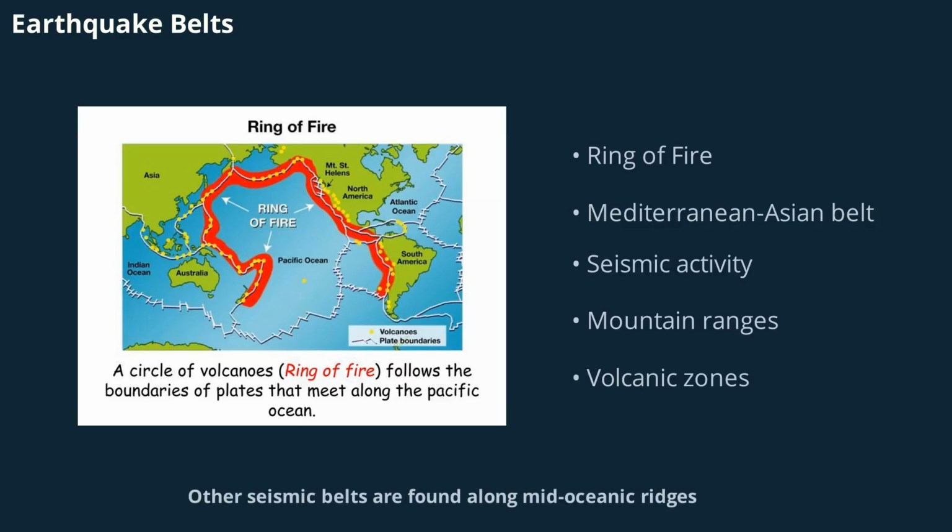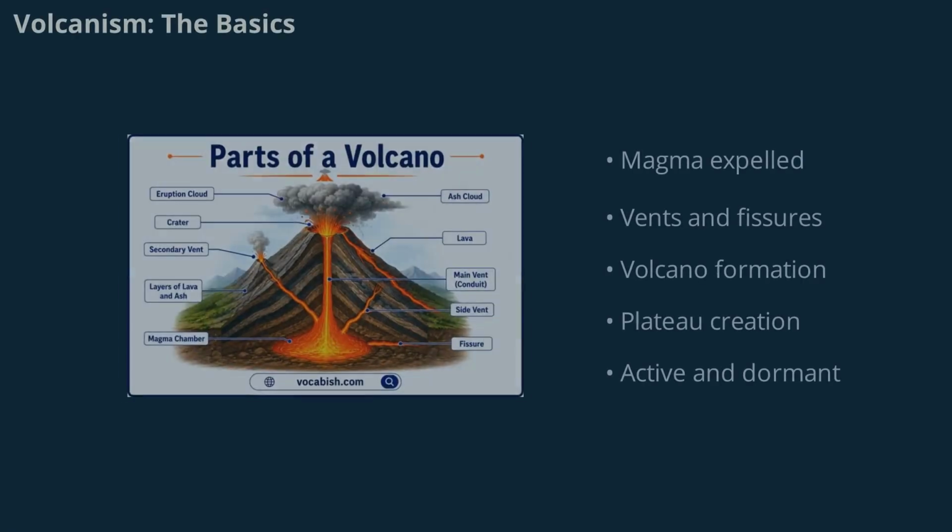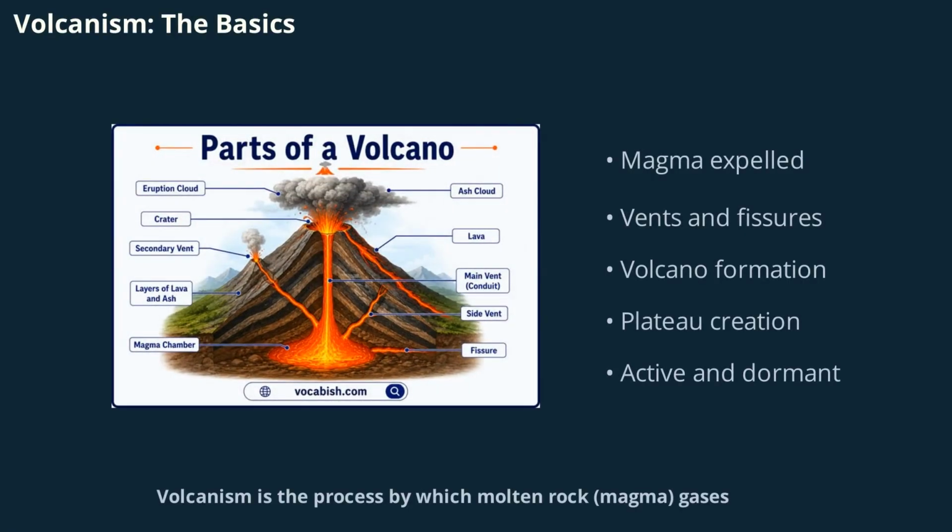Other seismic belts are found along mid-oceanic ridges and the Great Rift Valley of East Africa. These belts coincide with mountain ranges and volcanic activity. Volcanism is the process by which molten rock, magma, gases, and solids are expelled onto Earth's surface. These can occur slowly or violently, creating various landforms.